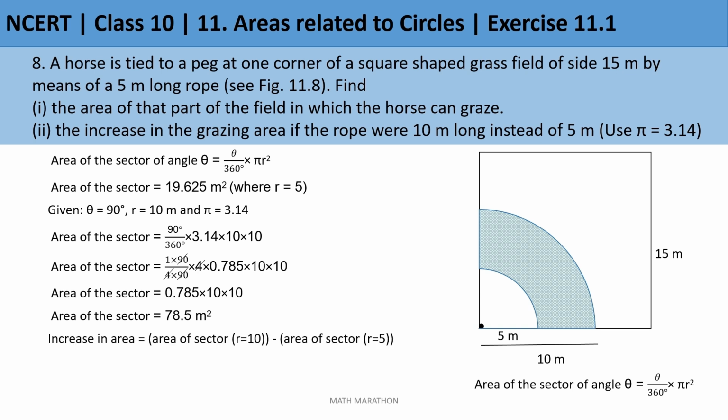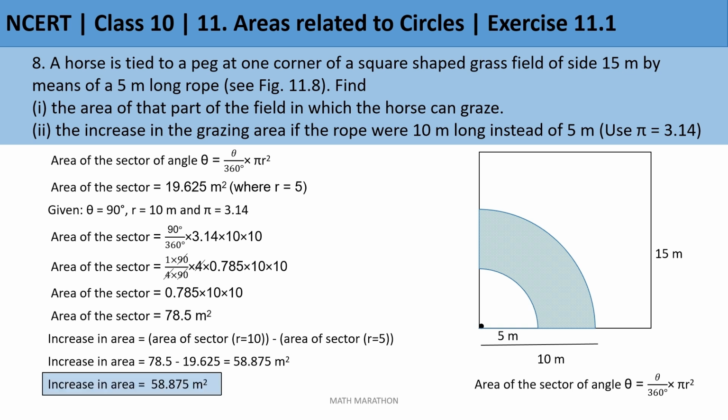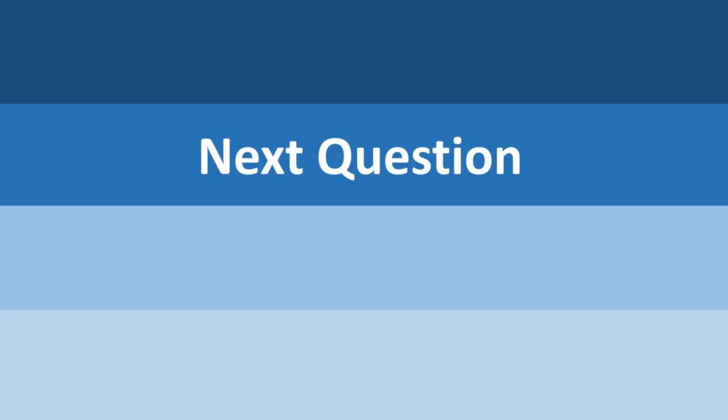Increase in area is equal to area of sector, where r is 10, minus area of sector, where r is 5. Increase in area is equal to 78.5 minus 19.625. Increase in area is equal to 58.875 meter square. Let us see next question.